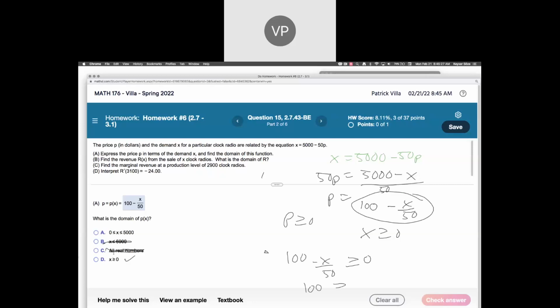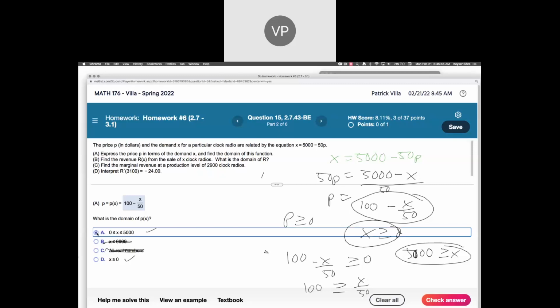I did it where I left the X on one side. I did it both ways last time, but let's move this over. Get 5,000 is greater than or equal to X, which means X has got to be less than or equal to 5,000, and it has to be greater than or equal to 0. That's that first answer right here.